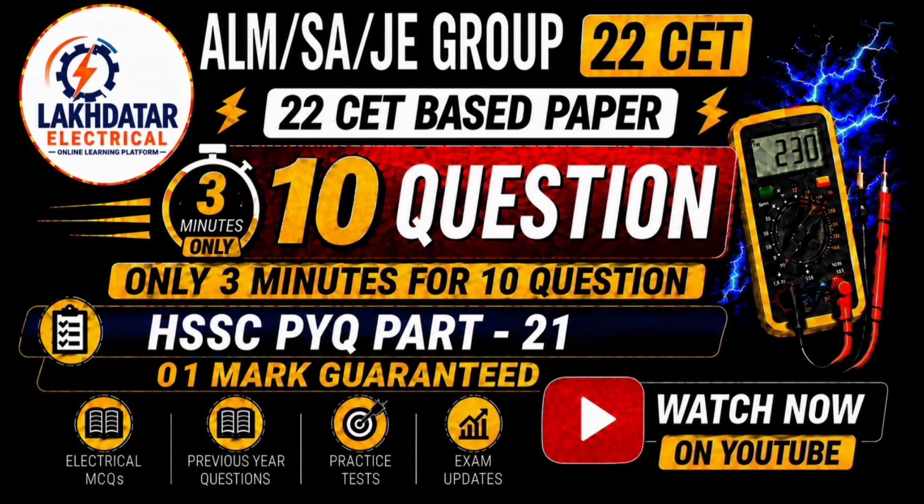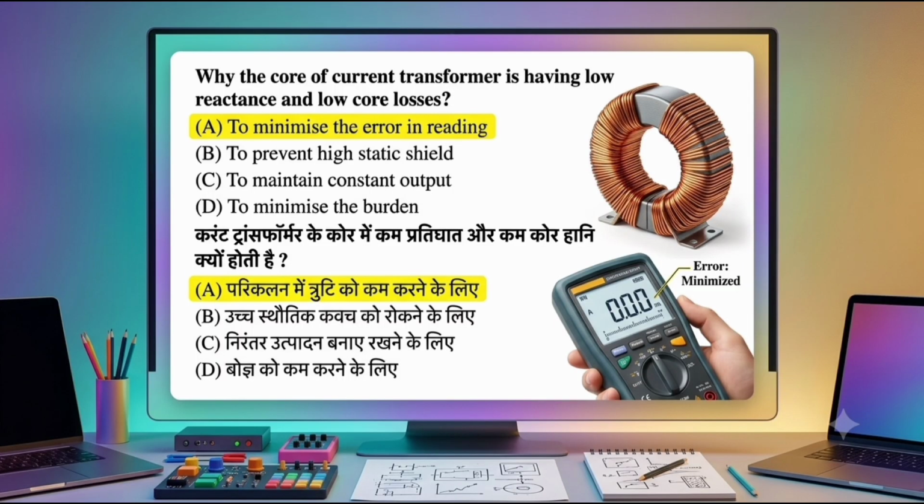And now, without wasting time, let's move towards question number one. Question number one on the screen: why is the core of a current transformer made with low reactance and low core losses? Its correct answer is option A, that is to minimize the error in reading.